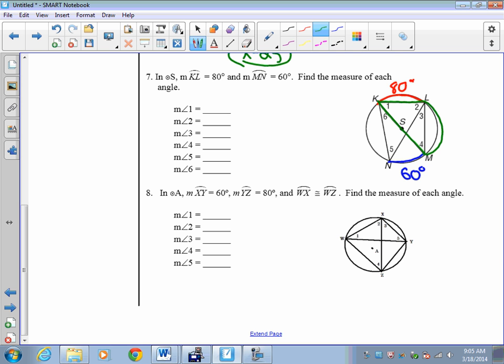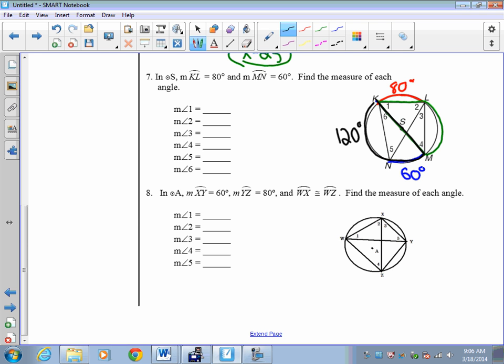So we have this arc. If we have what this is, we'll be in good shape. What the arc is, then we can find it. So what we need to see is that KM is a diameter. So that means this arc that I shaded in black has to be 180.